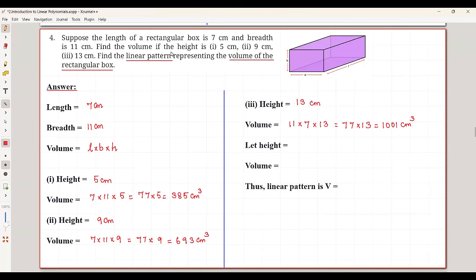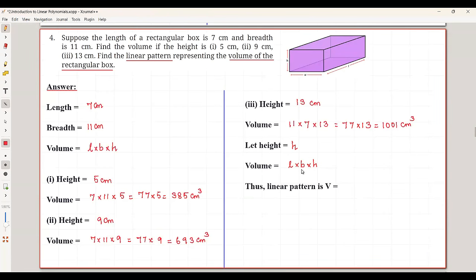So 3 questions they have asked, and we have completed 3 questions. Now you have to write the linear pattern. How to form the pattern? Let me take the height as h. Therefore the volume will be L into B into H.